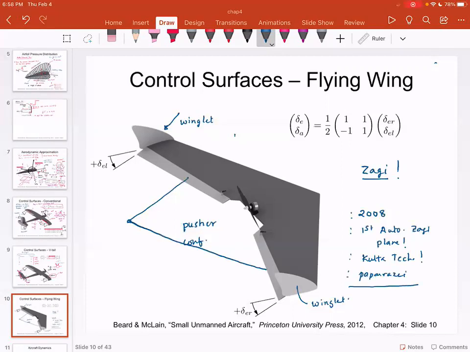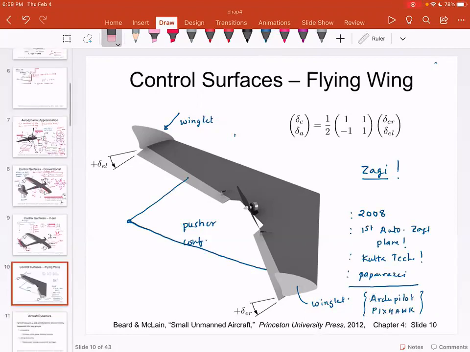This was way before ArduPilot and Pixhawk were in the market. So all these autopilots came in 2010. So you are welcome to go to the simulator building. The aircraft that we built in 2008, I believe, was one of the first attempts at ASU to build autonomous airplanes.